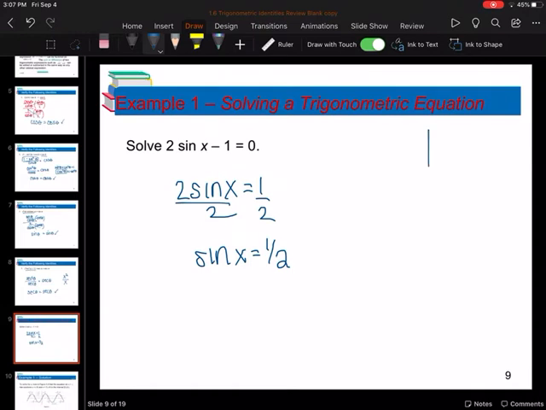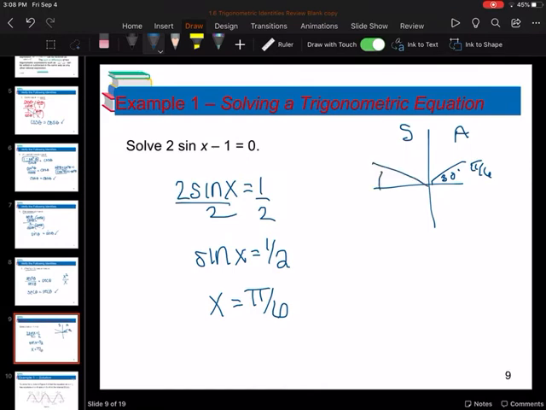We need to think back to our unit circle. Sine is positive in quadrants 1 and 2. And then the sine of x equals 1/2 at 30 degrees. So at 30 degrees, that's also the same as pi over 6. So x equals pi over 6 in quadrant 1.